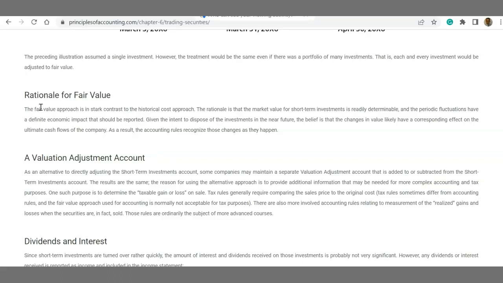So here is important. Let's read this. It says the fair value approach is in stark contrast to the historical cost principle. The rationale is that market value for short-term investment is readily determinable because it's a publicly traded company, so you can easily and conveniently determine what is the actual value of that account. And the periodic fluctuations have a definite economic impact that should be reported in your financial statements. Given the intent to dispose of the investment in the near future, the belief is that change in the value likely has a corresponding effect on the future cash flows of the company. As a result, the accounting rules recognize these changes as they happen, and you can see them on the income statement.